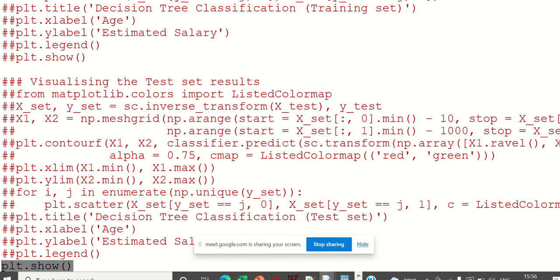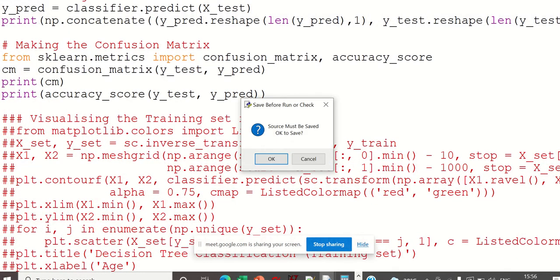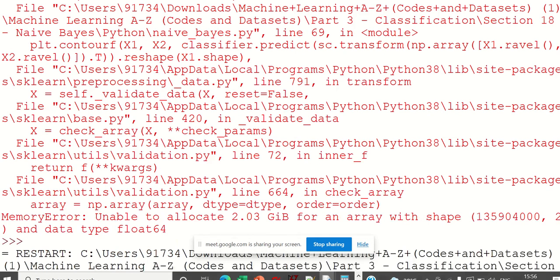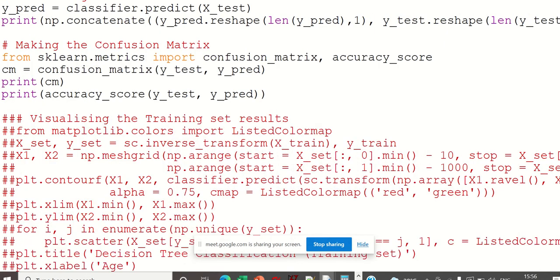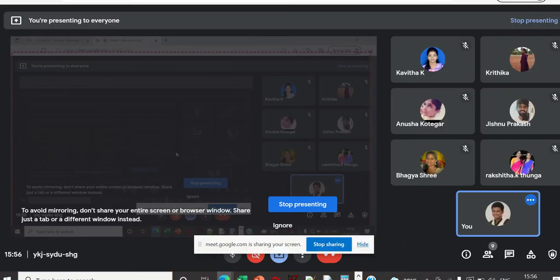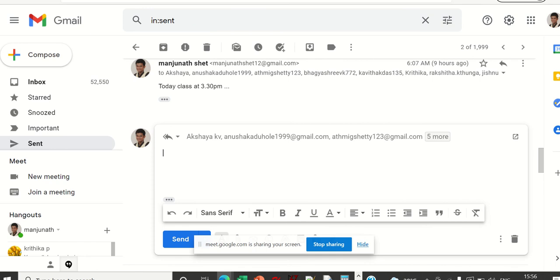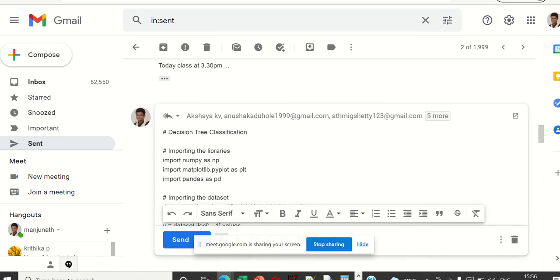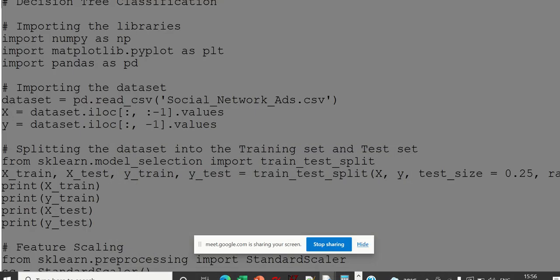Okay, I will now share the code. Before that I'll run it. We'll see what is the accuracy of decision tree classifier. It is giving us an accuracy of 91%. Okay, decision tree classifier. I will share this. Okay, this is decision tree classification.